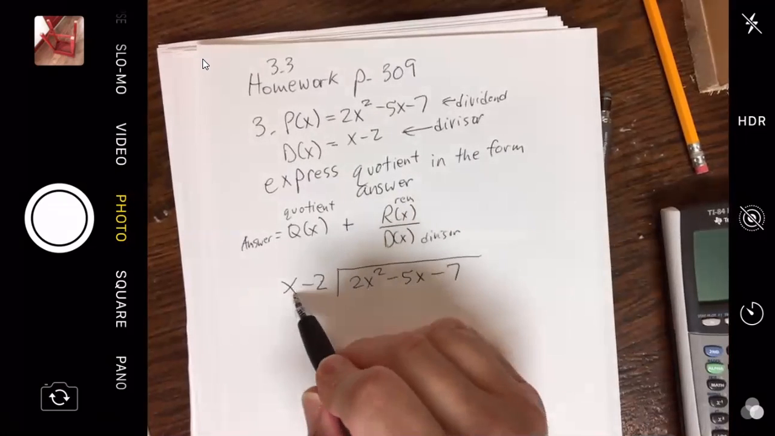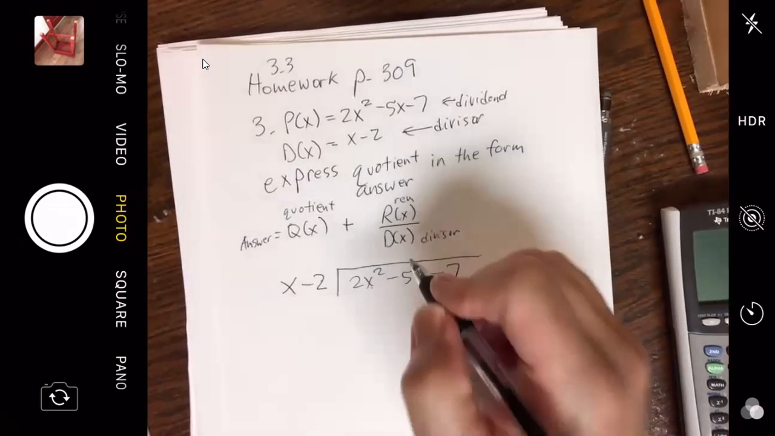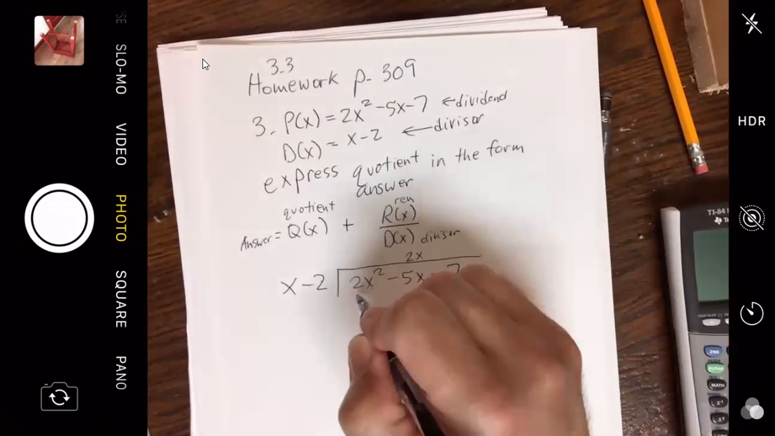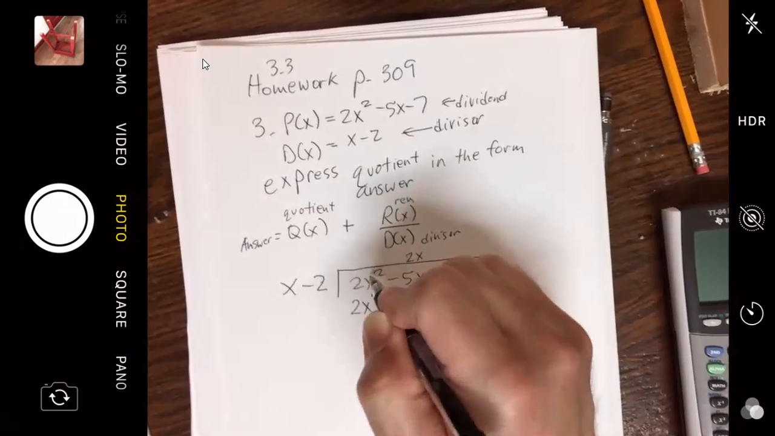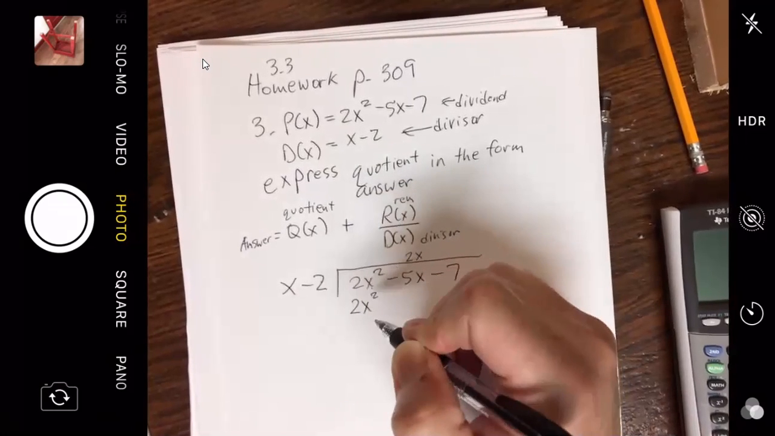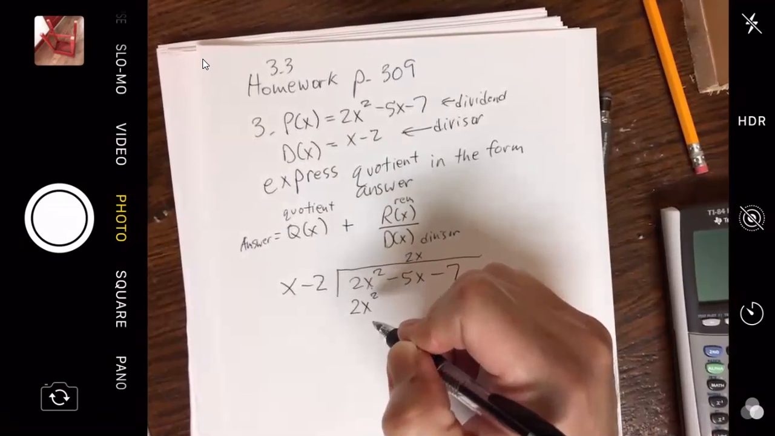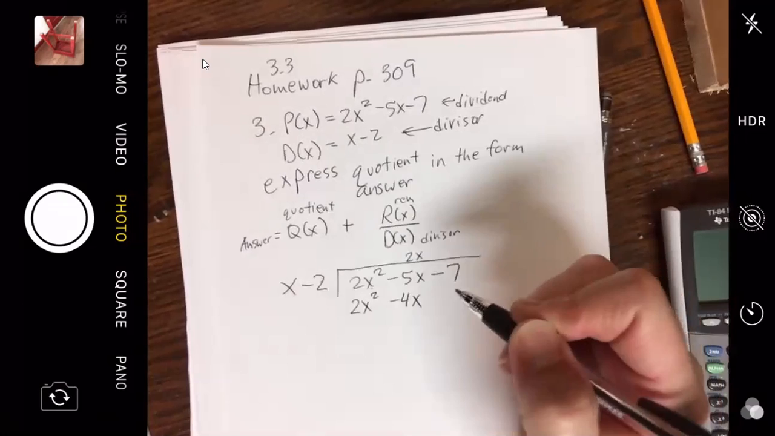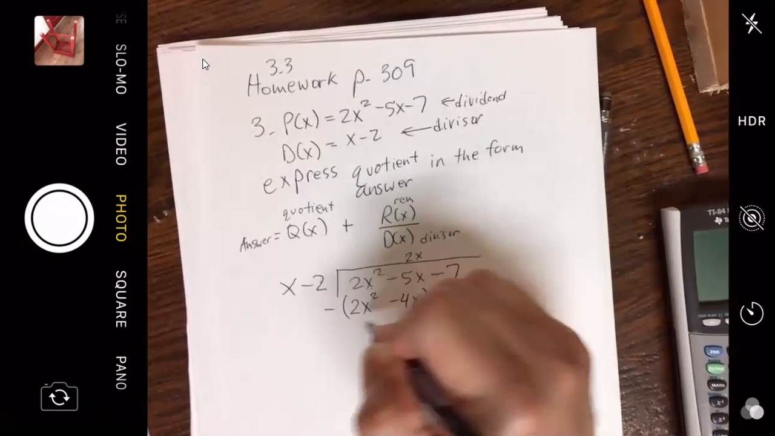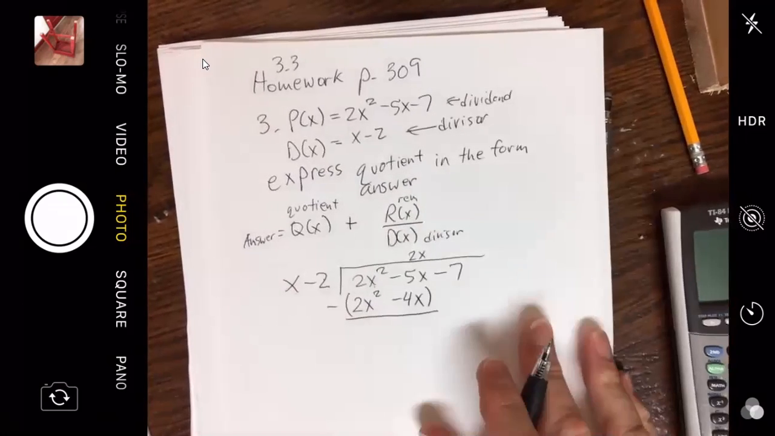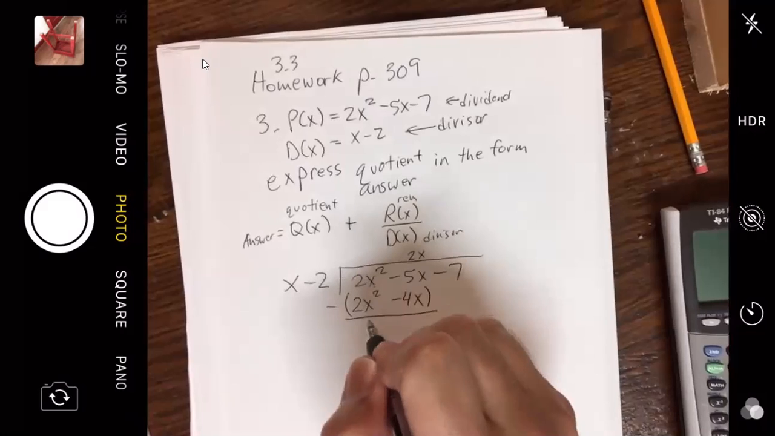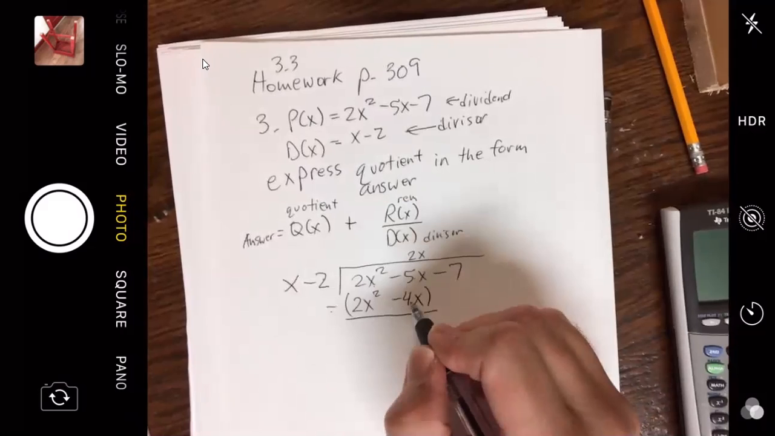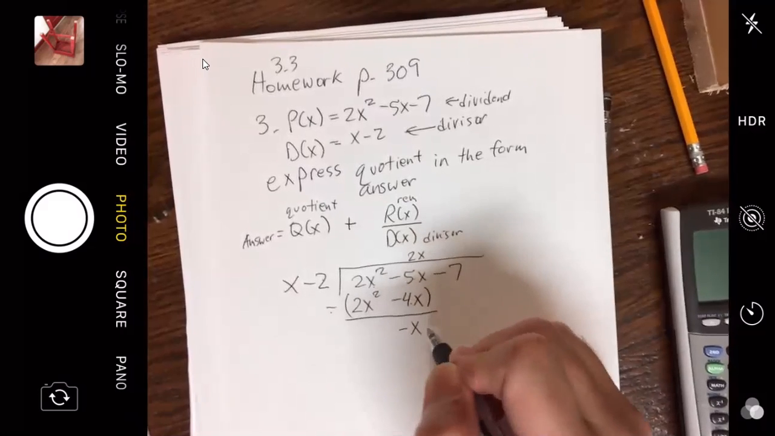So we're going to go x times what is 2x squared, and that would be a 2x. 2x times x is 2x squared. This has to match. If you don't, you're screwing up. And we're going to get a minus 4x. Subtract, put this in parentheses because it distributes. Lead piece always cancels. A negative 5x minus a negative 4x, that's add 4x, that'd be a negative x and minus 7.